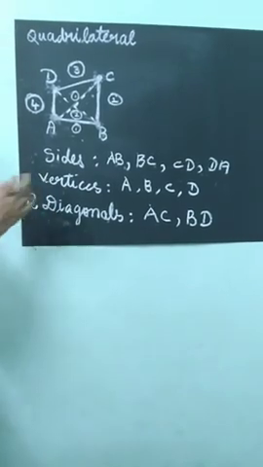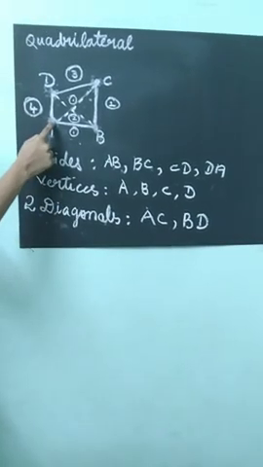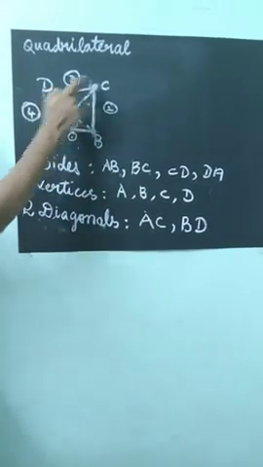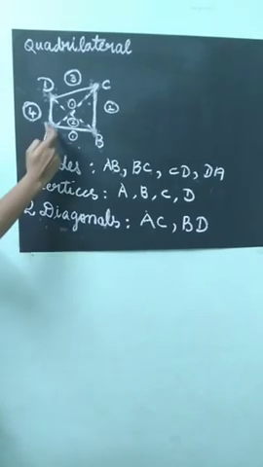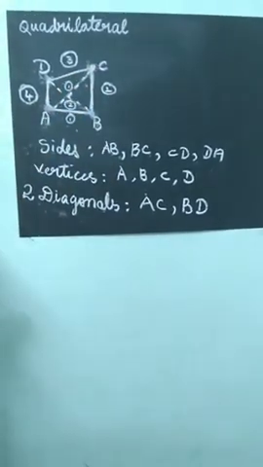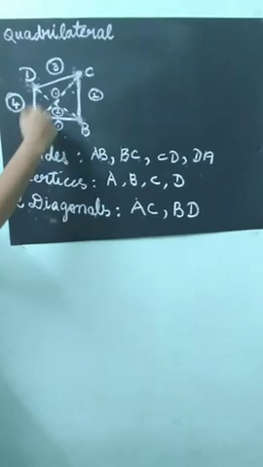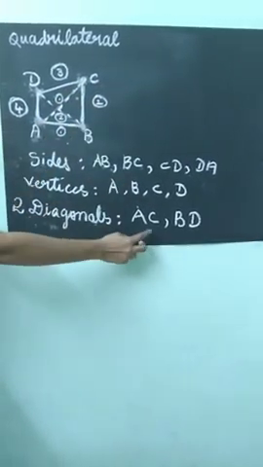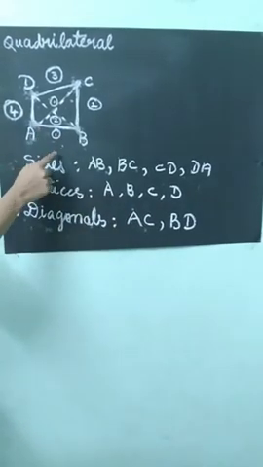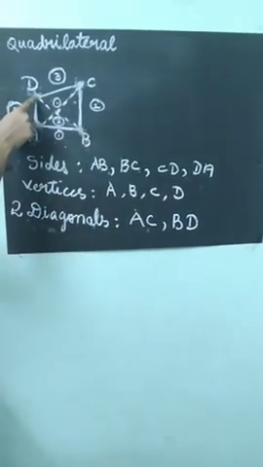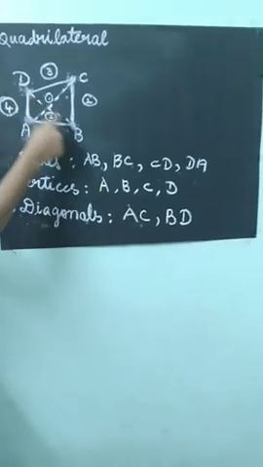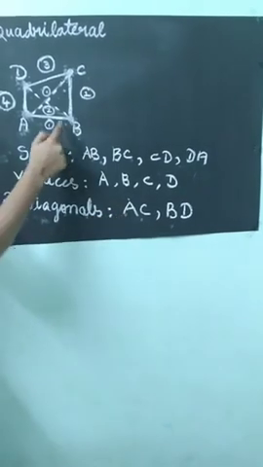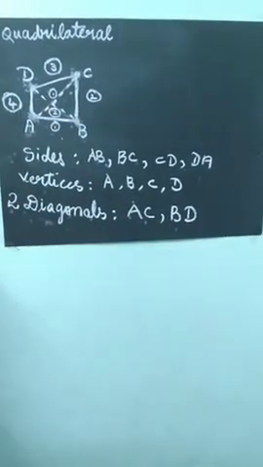Now vertices. A vertex is just a corner. How many corners are there? 4: A, B, C, D. Diagonals mean a line joining opposite corners. A is opposite to C, so I join A and C, and this is one diagonal. B is opposite to D, so I join B and D, and this is another diagonal. So totally 2 diagonals: AC and BD. Understood?